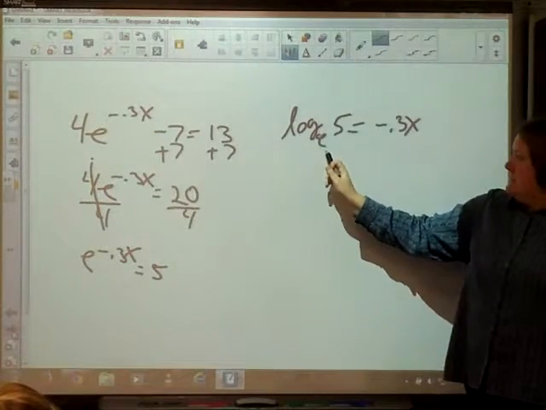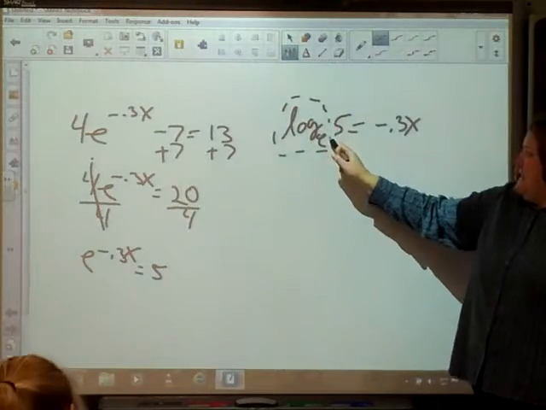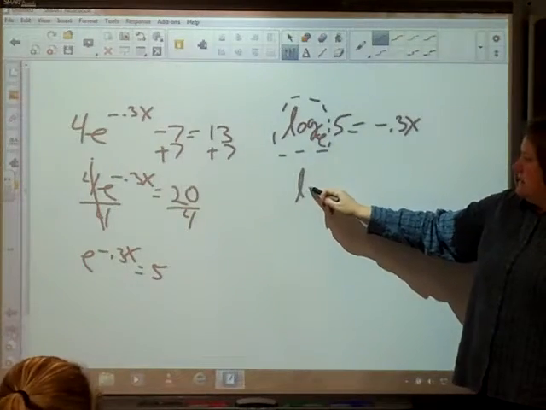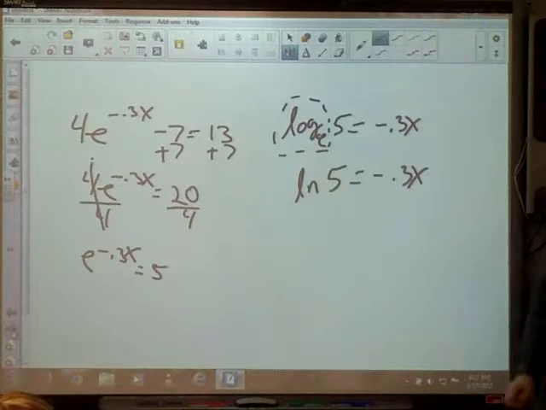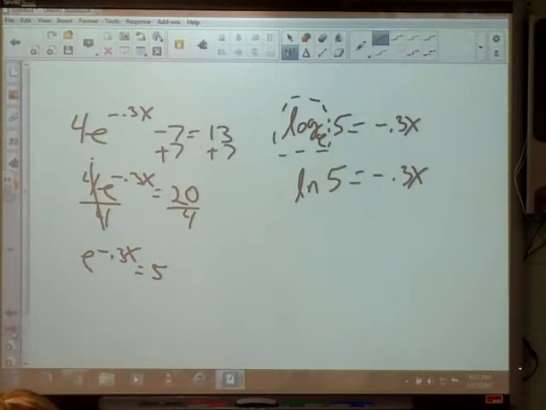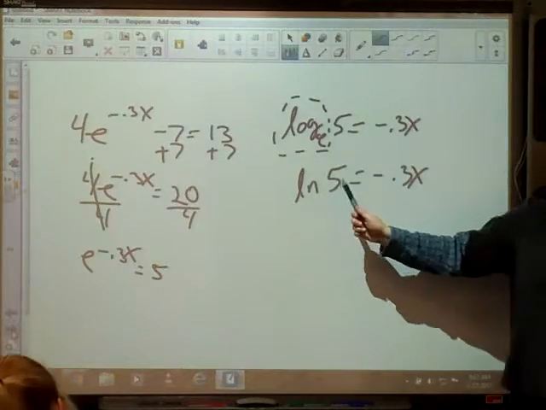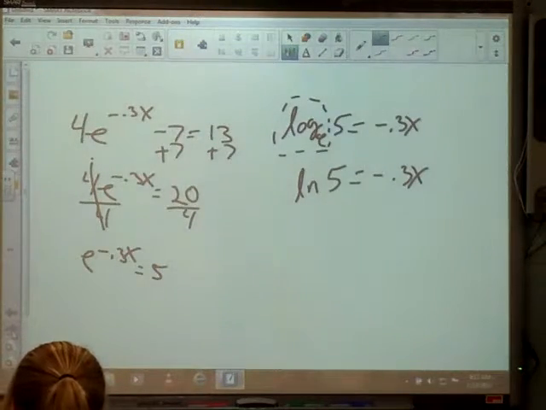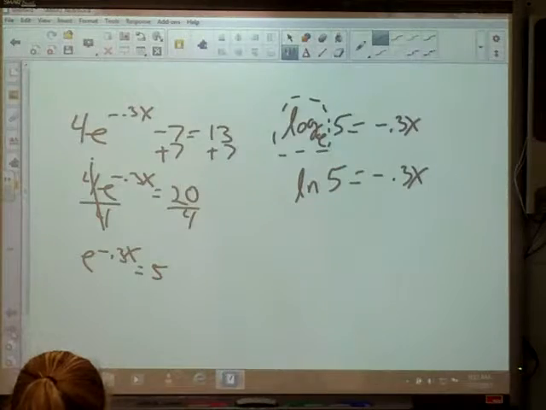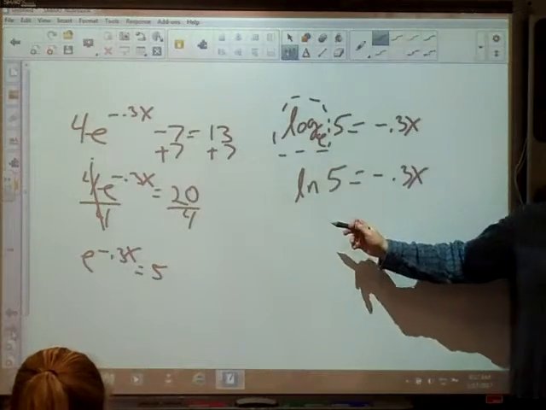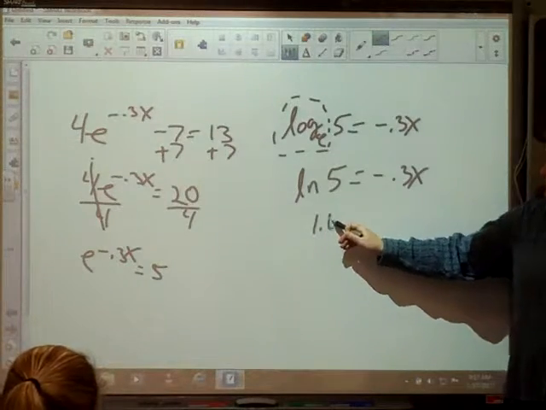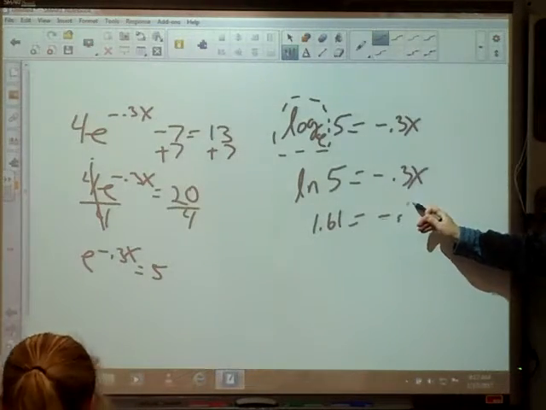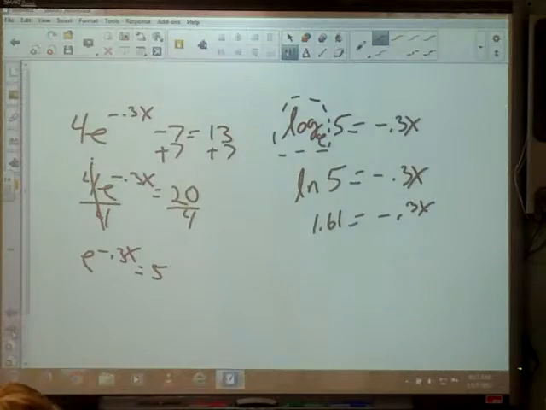Now, this log base e is the same as ln. And just to remember that, log base e is the natural log. So now I'm just going to hit the ln button over there on the far left side. See it? ln of 5, what do you get to the hundredth? 1.61 is equal to negative 0.3x. So what's my last step?